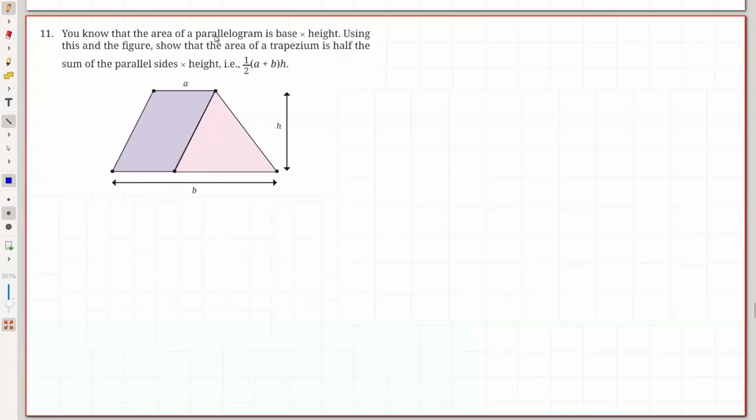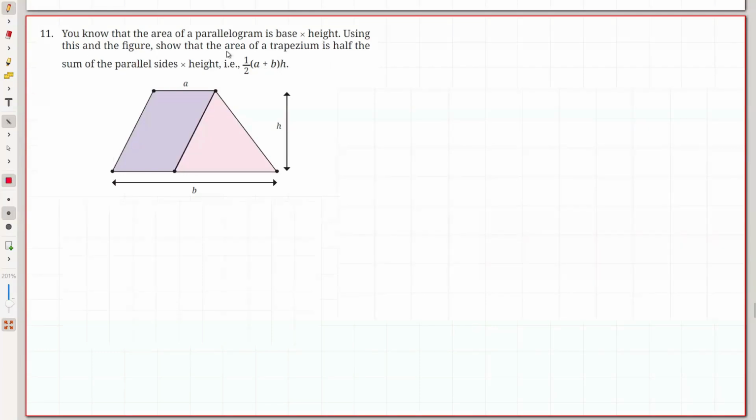Question number 11. You know that the area of the parallelogram is base into height. So using this and the figure, show that the area of a trapezium is half of the sum of the parallel sides into height. So we have to prove that it is 1/2 into the sum of the parallel sides into height.